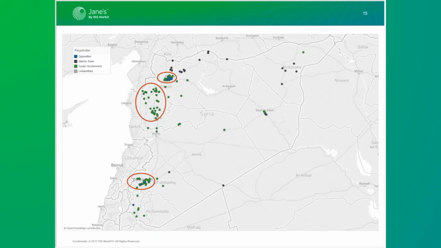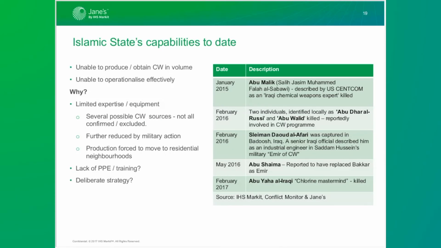The same data visualized slightly differently. Allegations over time on the map here really show the main clusters happening around Aleppo, which I've mentioned, around the Latakia heartland, in defense of that, and around Damascus. So one reason for Islamic State's limited capabilities may be an inability to produce or obtain chemical weapons in volume. Several sources for chemical weapons have been hypothesized, and not all can be confirmed or excluded.